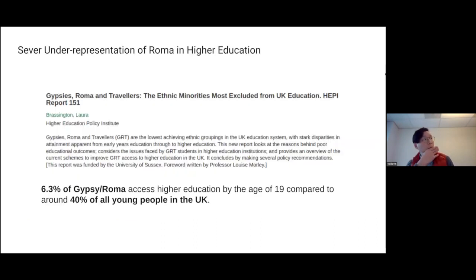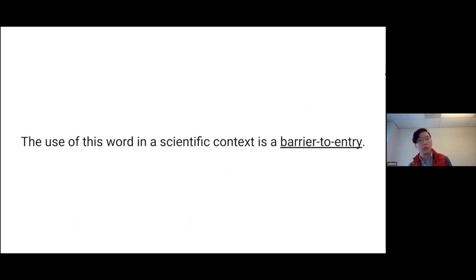Okay, so one major problem we see with using this name is that the Roma are severely underrepresented in higher education. In a survey of higher education in the UK by the Higher Education Policy Institute, they found that only 6.3% of Roma have access to higher education. This is in contrast to 40% of the general population. So this is really the crux of the issue: by using this word, it actually acts as a barrier to entry, right?